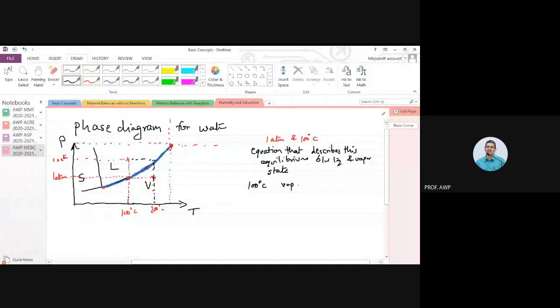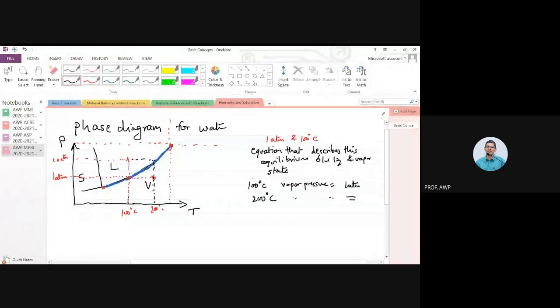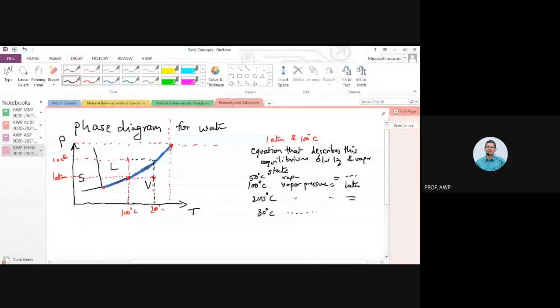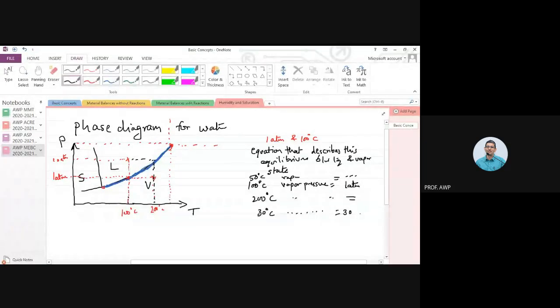So at 100 degrees centigrade, vapor pressure would be 1 atmosphere. At 200 degrees centigrade, vapor pressure would be something else. We will talk about what it will be. At 50 degrees centigrade, vapor pressure will be something else. Okay. At 30 degrees centigrade, if I take water in a bottle, vapor pressure would be close to 30 millimeters of mercury.